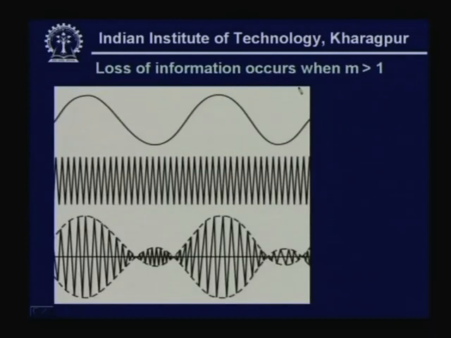we shall see in the next slide, when you get m greater than 1, here the value of Em has been made greater than Ec. So when Em is greater than Ec, then the value of m is greater than 1, and in such a case we get a waveform like this, and it can be shown that whenever you have m greater than 1, then it is not possible to recover the signal at the other end. That means, recovery of the signal will not be possible whenever the modulation index is greater than 1.